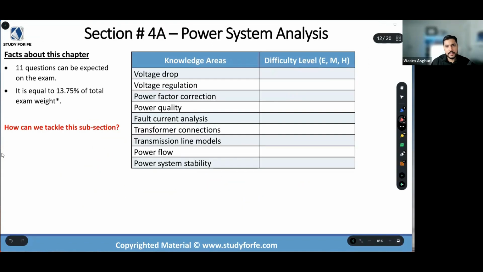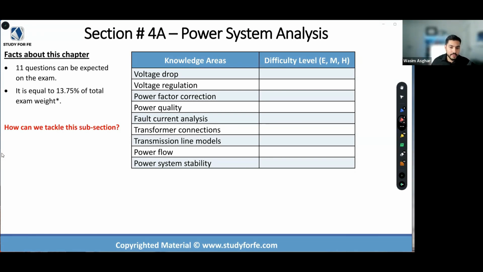Okay. And that leads us into power system analysis. 4A is arguably the most, at least I can in absolute terms say that as far as the reference handbook content is concerned, 4A is the most advanced section, correct? Because 4B is missing in the handbook. All right. So 4A definitely is the most advanced.